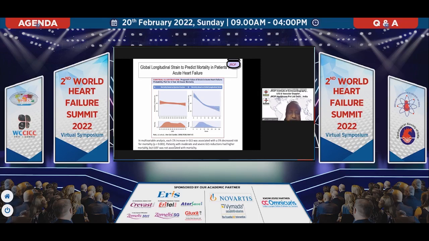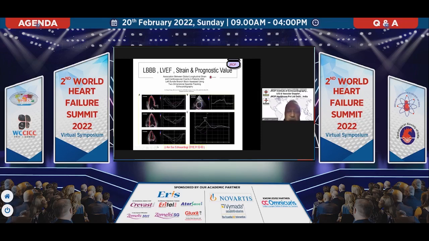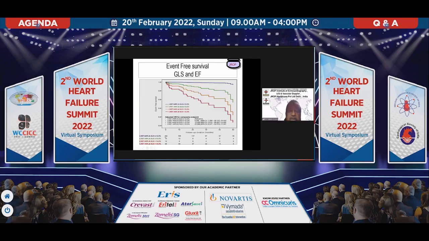Each 1% increase in GLS is associated with more than 5% decreased risk of mortality. And that's what tells you about the prognostic value of GLS in acute heart failure. Many of us always do LV evaluations and say LV function is normal. What do we do next? We don't know what we do next.